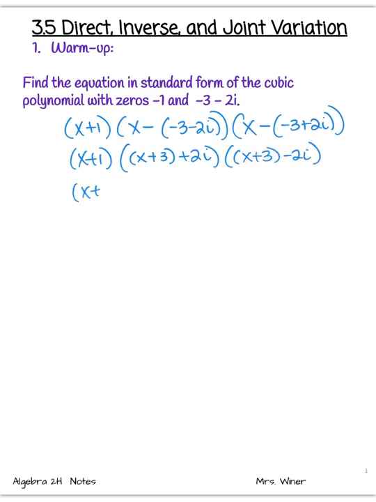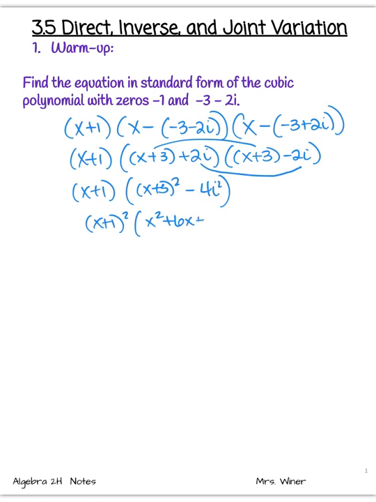Now I have the difference of two perfect squares, where I have my a times my a, which is x plus 3 squared, and then I have my b times my b, which is negative 4i squared. The outer and the inner terms will cancel. So then I have x plus 1 times x squared plus 6x plus 9, and then this becomes plus 4. So I get x plus 1 times x squared plus 6x plus 13.